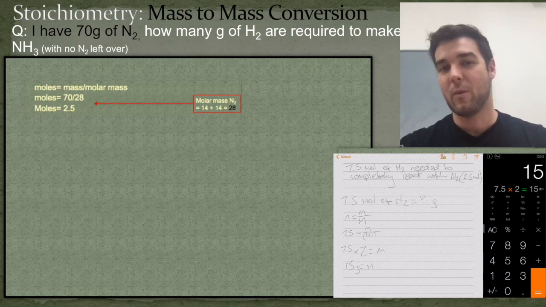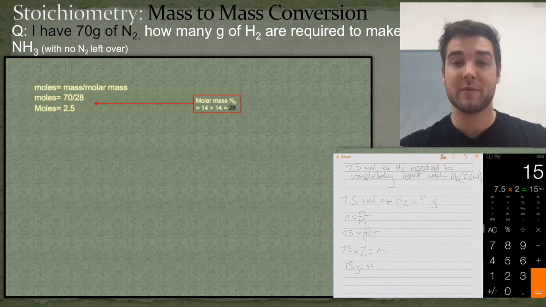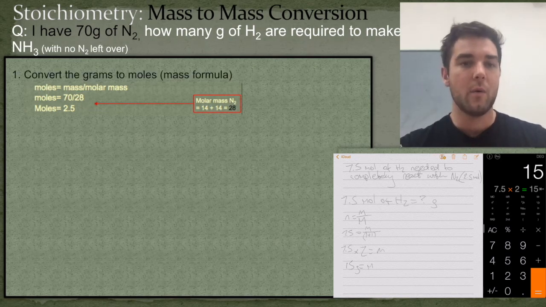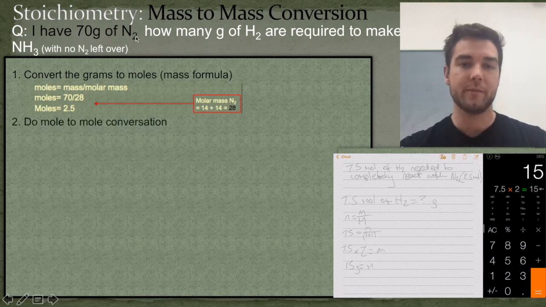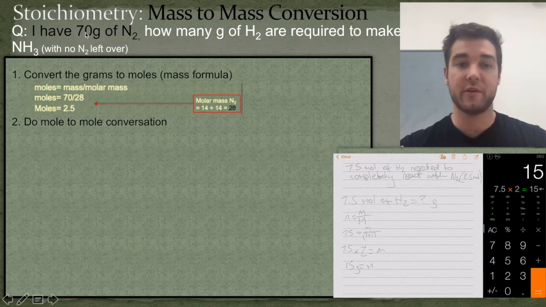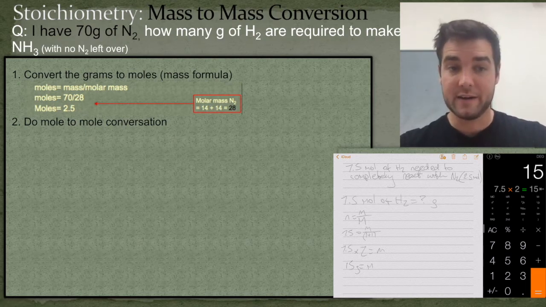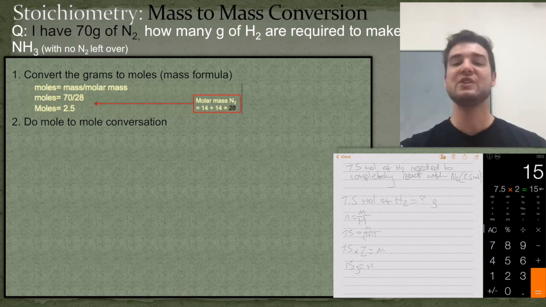This is, as I said, all roads lead through moles. So I have 70 grams of nitrogen. How many grams of H2 are required to make NH3? Well, first of all, we convert that grams of nitrogen into moles. And so we work out, and that's what came up there previously, it's 2.5 moles of nitrogen is 70 grams. So you have 70 grams of nitrogen gas that's in the air, that is exactly 2.5 moles. So 2.5 times 6.02 times 10 to the 23rd. That's a huge amount of atoms.